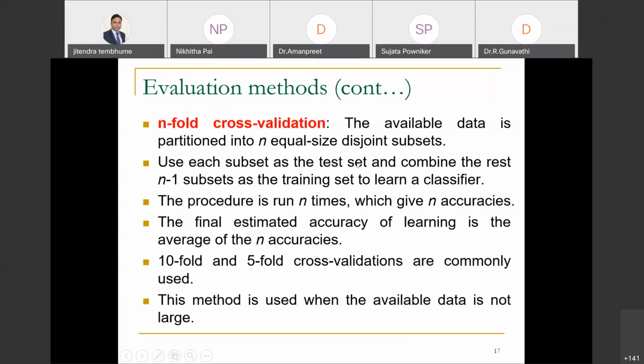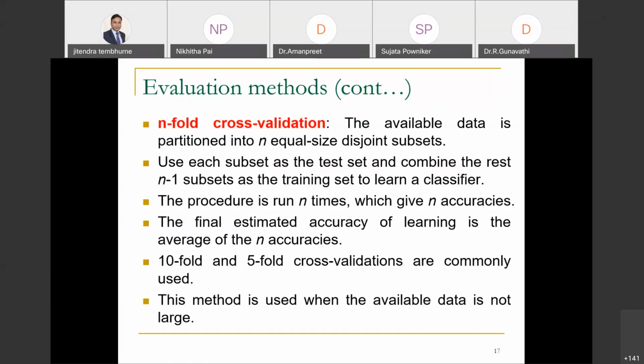Likewise, suppose there are 10 subsets. First, one subset will be the test set, and the remaining n minus 1 will be the training set. Repeat the same for the next subset: that subset becomes the test set, and the remaining become the training set. So the procedure is run n times, which gives you n accuracies.